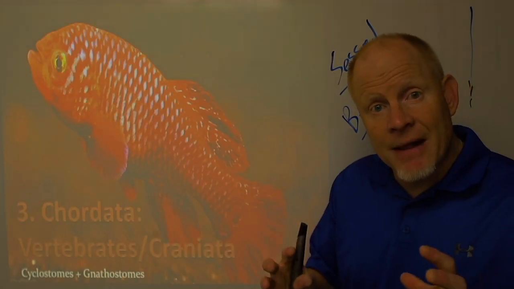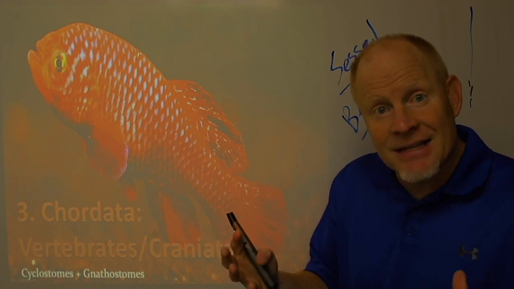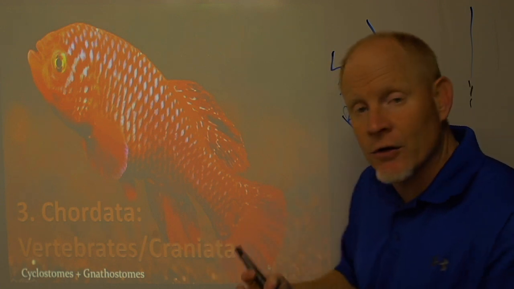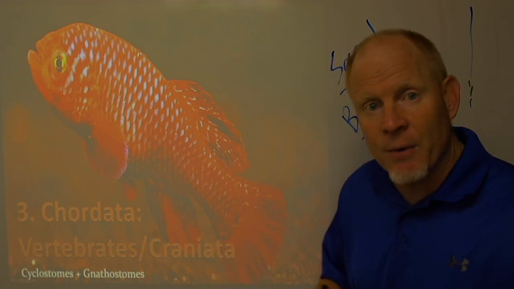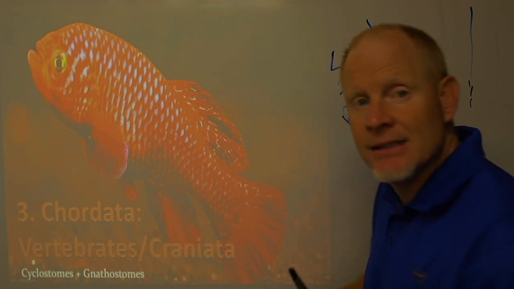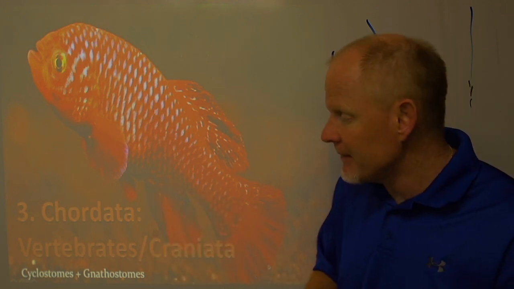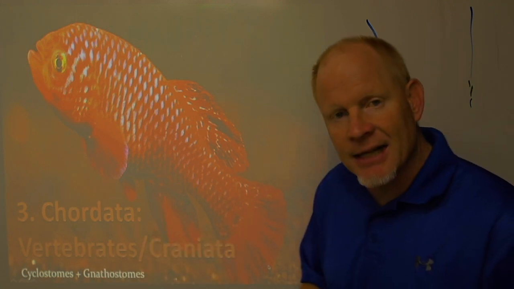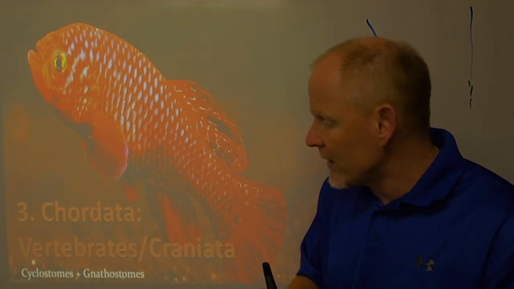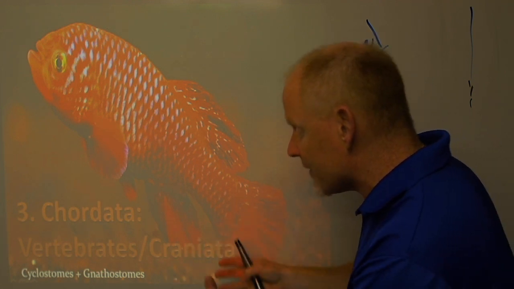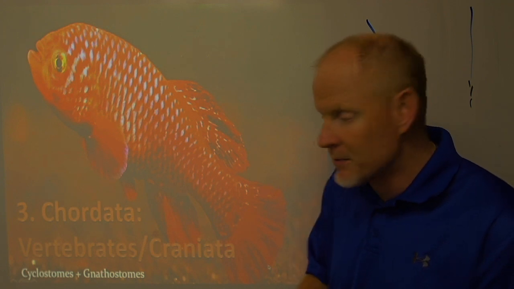So now let's talk about the third group. We're going to basically spend the rest of the semester talking about this third group, which are the vertebrates, or what we call vertebrata, and I like to call them craniata, and I'll explain why in a minute. But craniata or vertebrata includes two major taxa. One is called cyclostomata, or the cyclostomes, and the other one's called gnathostomata, which are the gnathostomes.